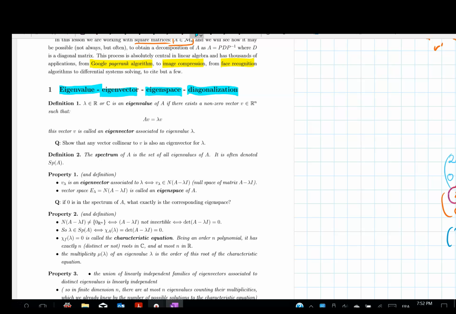An eigenvalue of A doesn't exist alone. The usual letters used are lambdas or mus, usually Greek letters, but it's just a number which can be real or a complex number, even if you have a real matrix. So this number is an eigenvalue of A if there exists a non-zero vector V in Rn such that A times V is equal to lambda times V.